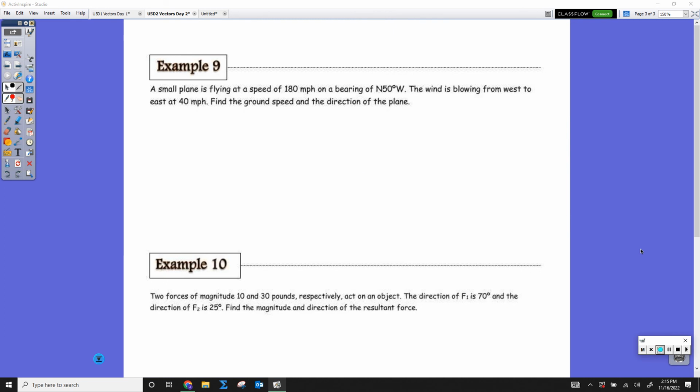Okay, so now what I want you to try is example 9. Try that out on your own, and then when you're ready, start the video back up again, and we'll have the key up, and we'll talk about the results associated with that. So once again, just pause the video and see what you can do with example 9.